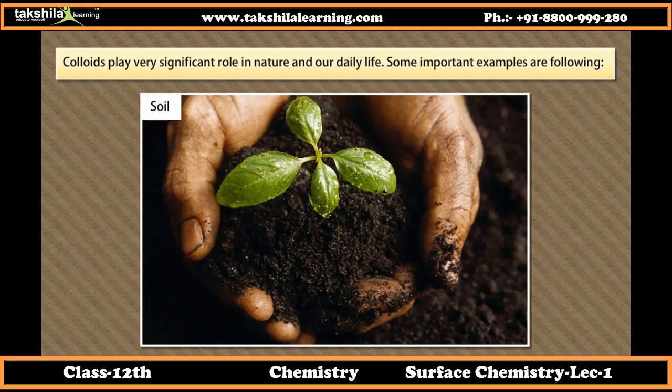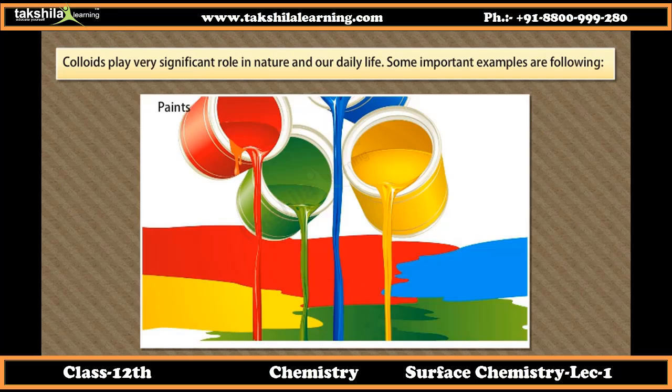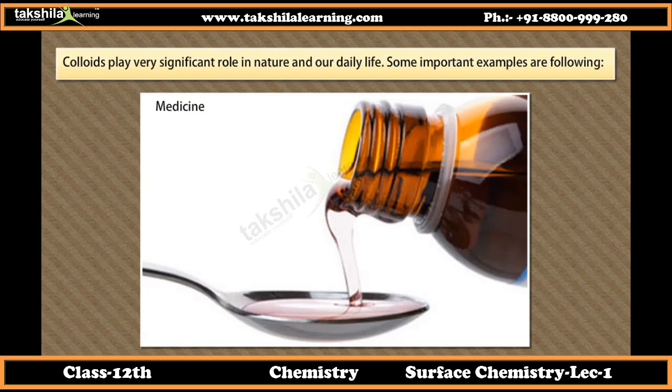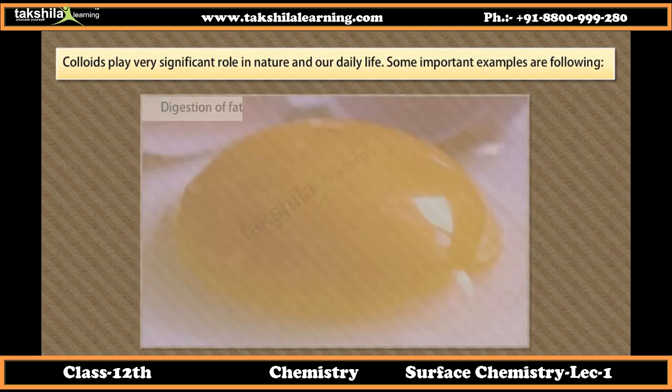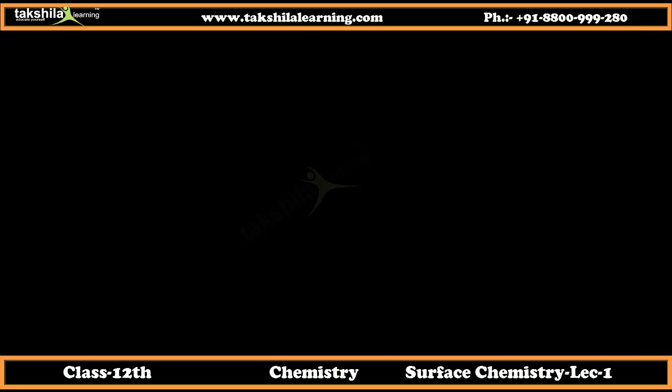Soils. Fertile soils are colloidal systems, and on account of their colloidal nature, soils absorb moisture and nourishing materials for plants. Paints: all paints are colloidal dispersions of solid pigments in a liquid medium. Medicines: many medicines are colloidal in nature. The medicines in colloidal form are easily absorbed by body tissues and are more effective. Digestion of fats: the digestion of fats is aided by emulsification.